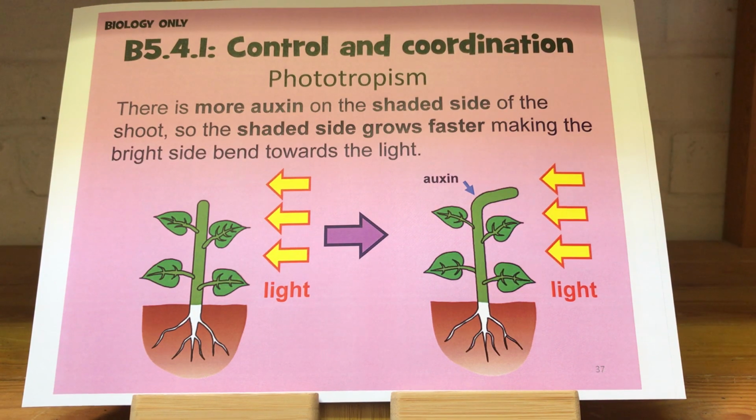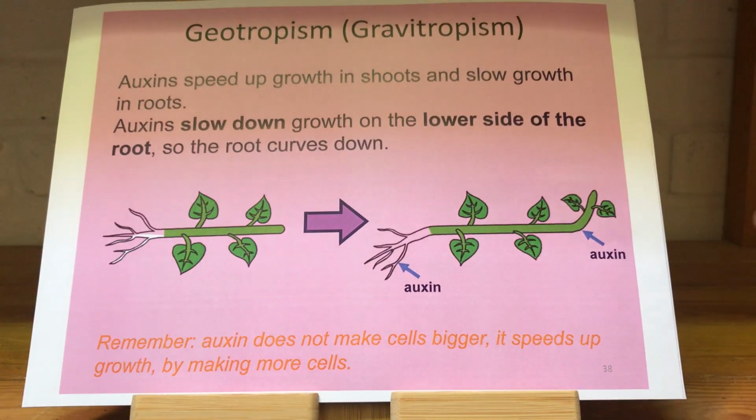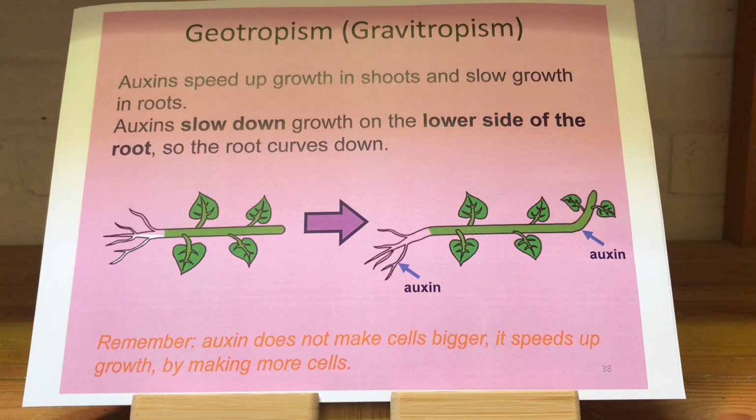Now we've got a slightly more difficult example, but this is the one the exam board love. This is geotropism. They can't decide whether they want to call it geotropism or gravitropism, so they go with both. Choose your favourite. And this is where the plant has fallen over. Usually they say it's in a dark place. If they talk about it being dark, you've got to talk about this one. So let's have a look.